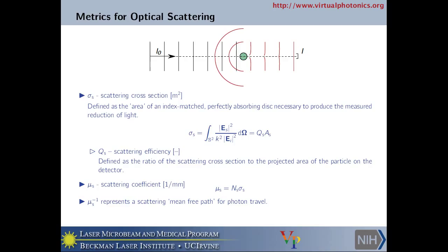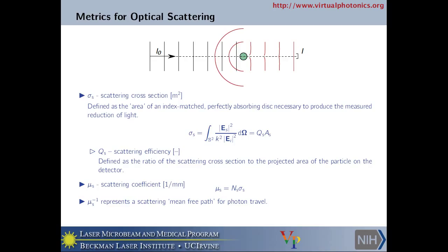And so you can imagine that the scattering efficiency takes on values from 0 up to 2. You can have disks that need to be twice the size of the scatterer in order to accommodate the measured reduction of intensity. And that's because the particle can absorb, but it can also scatter. And so you can have losses due to both.